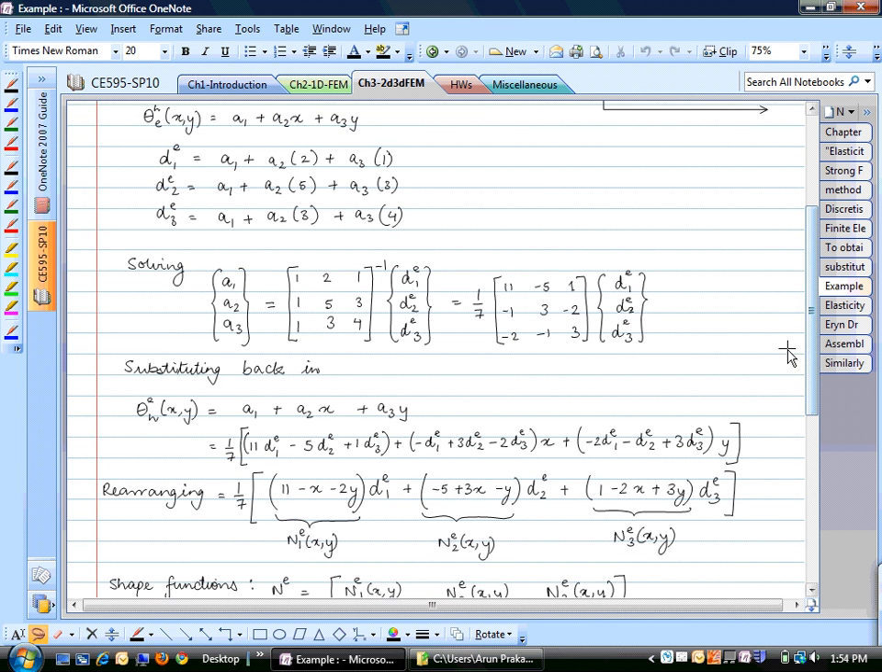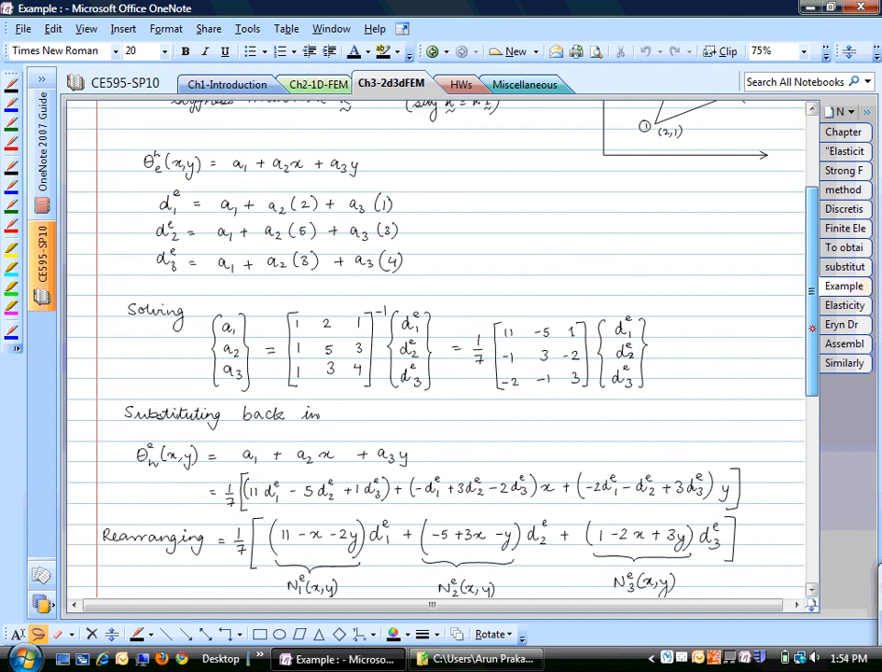by expanding this out, we'll substitute the values of A1, A2, A3 into our original approximation. So if we do that, you can see that this is the first row, 11, minus 5, 1 times D1, D2, D3, right? That's right here. And then you have minus 1, 3, 2, minus 2, and then minus 2, minus 1, 3, which is right here. And if you collect terms now for D1, this D1, this D1, and this D1, that goes right here, and what you're left with is your shape function matrix.